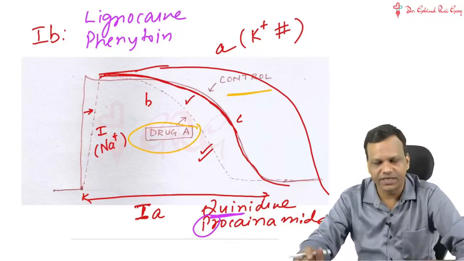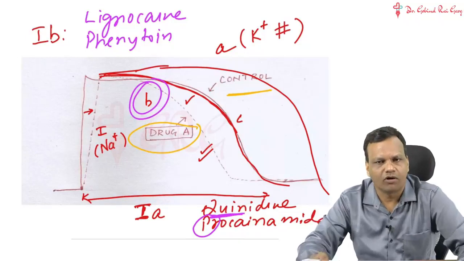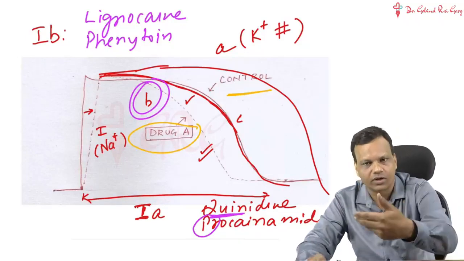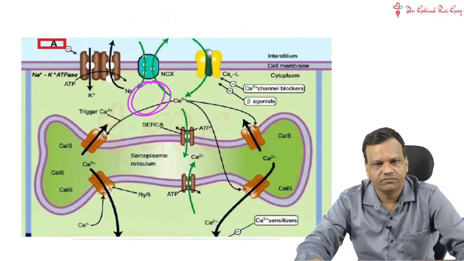Okay, so they are 1B drugs. So examples here are class 1B drugs like lignocaine or phenytoin. And flecainide, tocainide like drugs, they are 1C drugs. Clear? So this is an easy one.